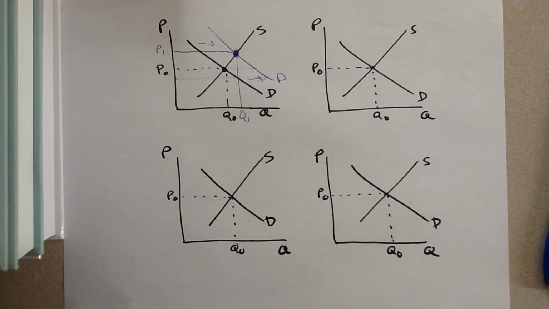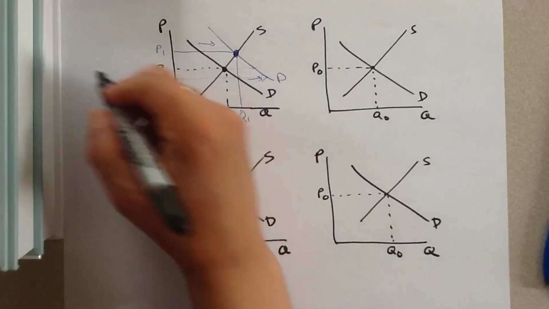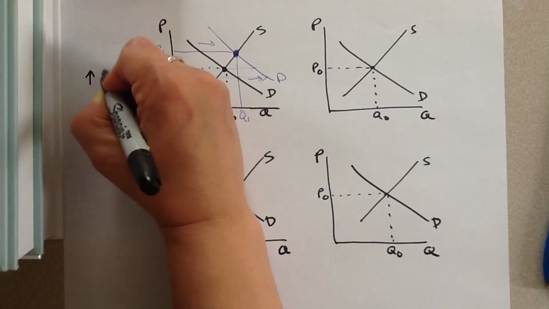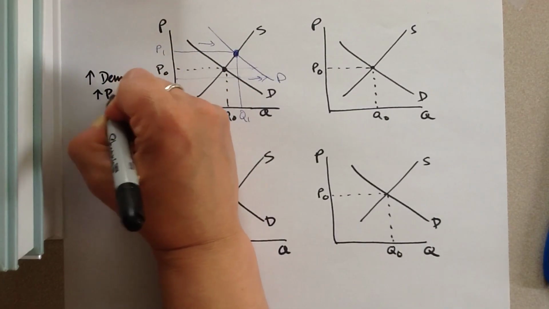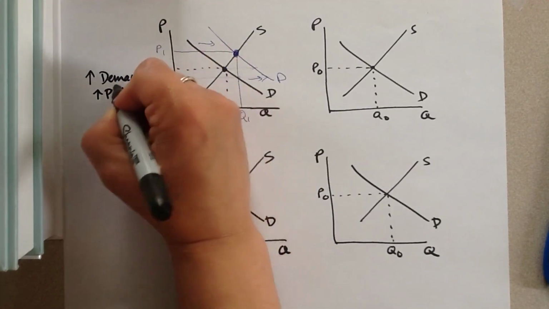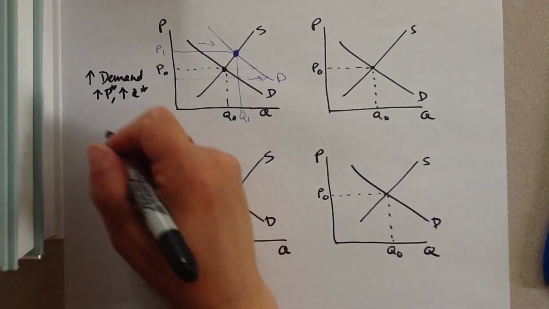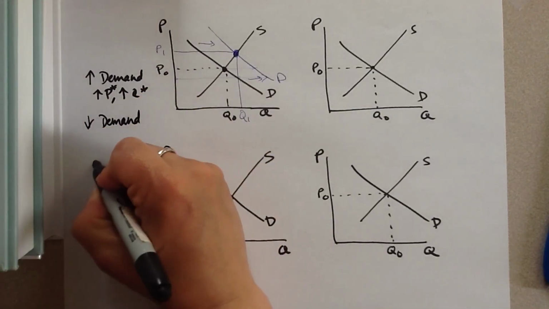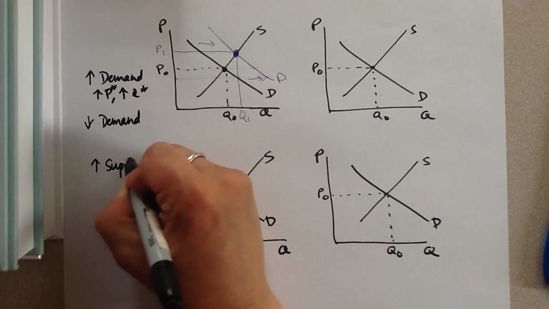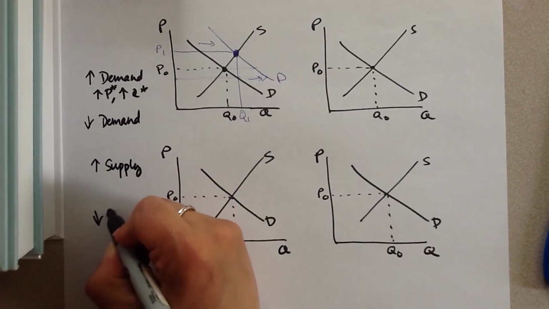So let's just keep track of what we're doing. An increase in demand leads to an increase in price and increase in quantity. Equilibrium price, equilibrium quantity. Then we'll look at a decrease in demand, an increase in supply, and a decrease in supply.